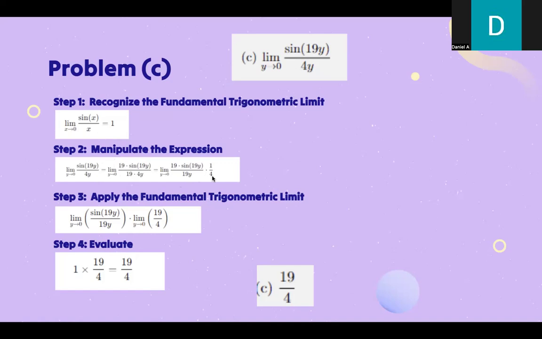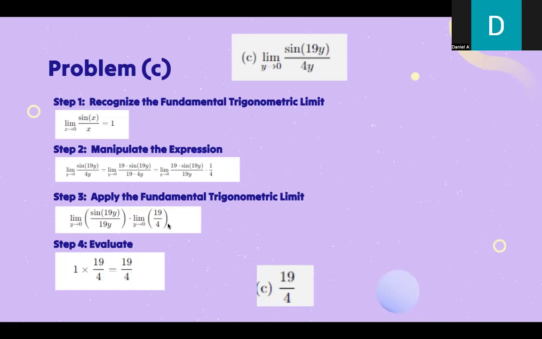Here we multiply and divide by 19 to isolate the expression sin 19y over 19y, which now resembles the standard trigonometric form. Might not see it here, but it's right here. Into step 3, which is to apply the fundamental trigonometric limit. Now let's separate the limits into two parts. It'd be like this, basically. It's limit y to 0, parentheses sin 19y over 19y times limit y to 0, 19 divided by 4.